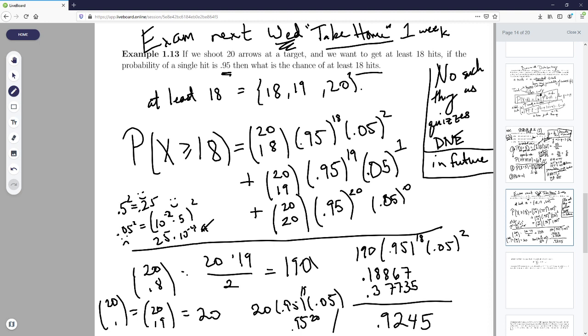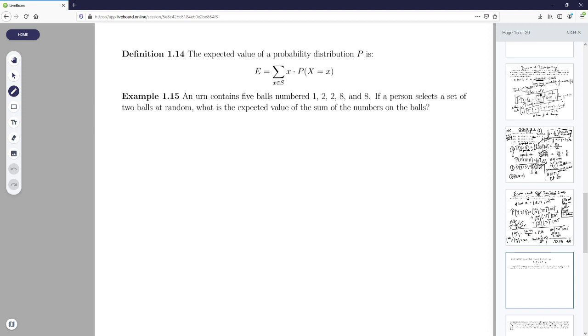0.9245. Excellent. Okay, cool. Oh, man. Okay. So, let me tell you about expected value, because that's what this slide is about. So the expected value of an event.